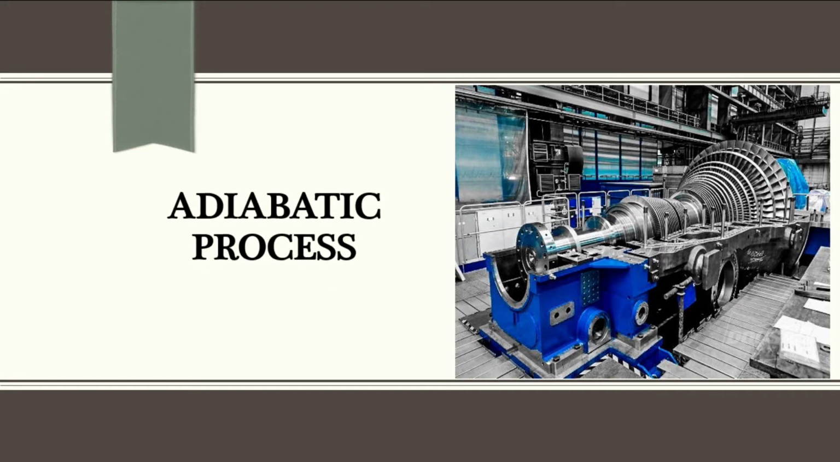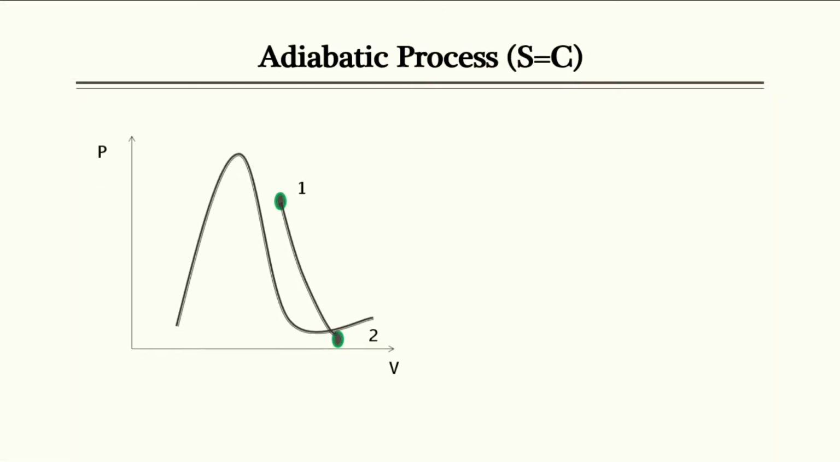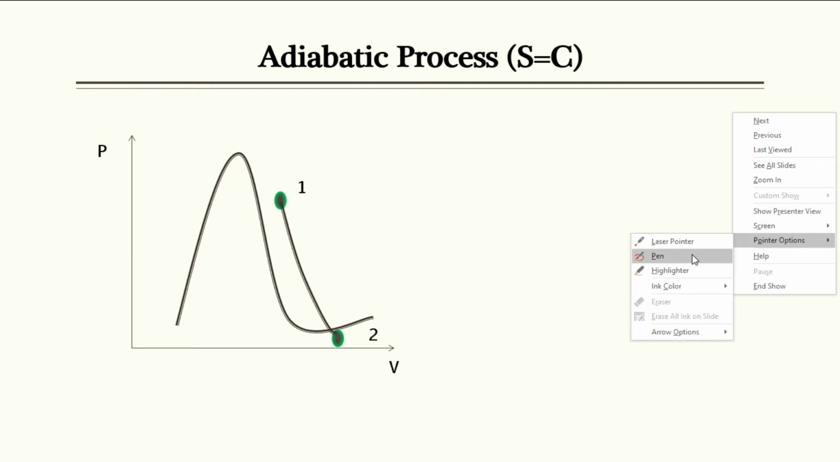Hello, good morning everyone. Our topic for today is all about adiabatic process. By definition, adiabatic process is a constant entropy process. Okay? So start muna tayo sa kanyang PV and TS diagram. So ganito yung itsura ng kanyang PV diagram. So from point 1 to point 2.